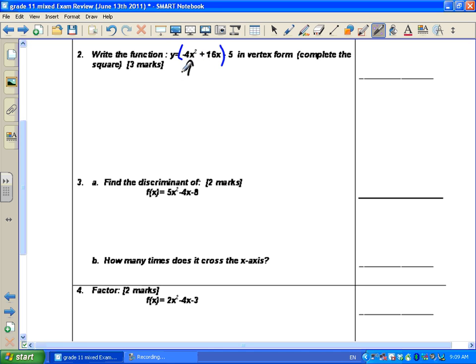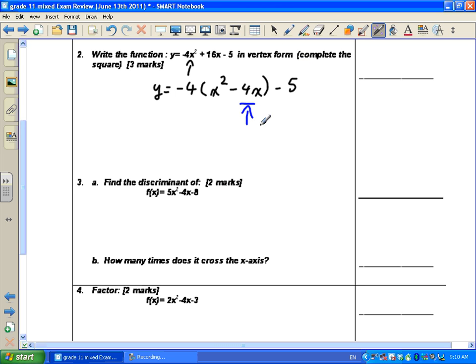I'm not going to take the x out, because I need to create a perfect square trinomial. I'm just going to take out whatever the coefficient is in front of the x. So because there's a negative 4 in front of the x, I'm going to take the common factor of negative 4 out, x squared. It's going to turn this into negative 4x minus 5.